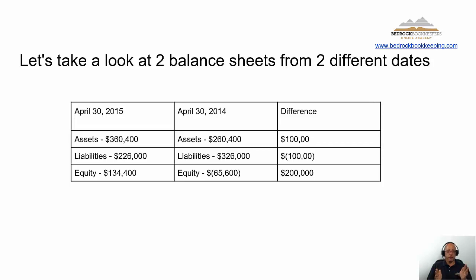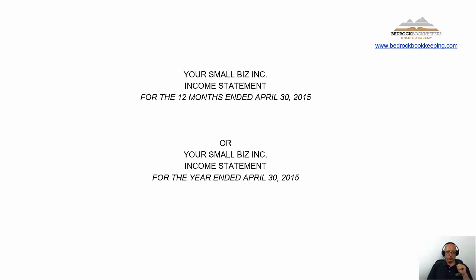So you could see that within that year, from May 1st, 2014 through April 30th, 2015, the assets went up by 100,000. The liabilities went down by 100,000 for a total difference of 200,000. Now, what does that difference represent? It is the income statement.